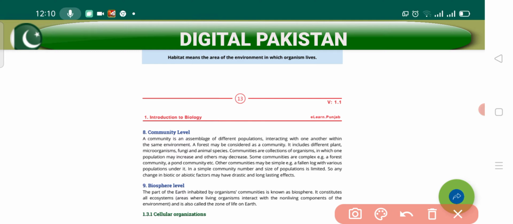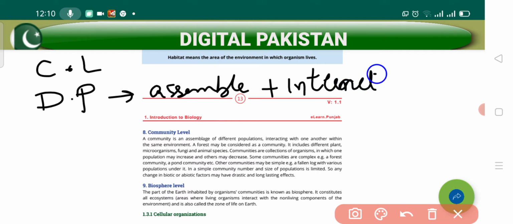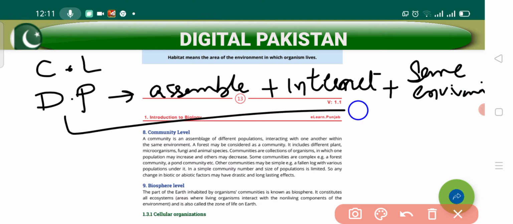So if I'm going to ask you what is the community level, beta, you are going to say that when different populations assemble and interact with each other in the same environment, then this will make a community.